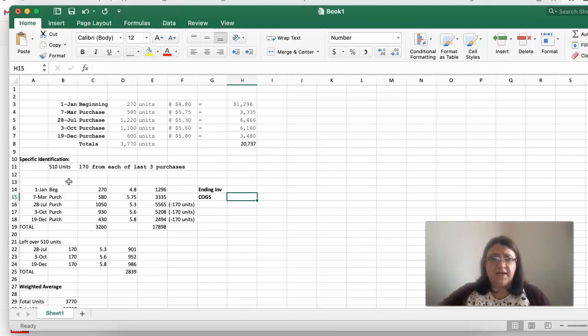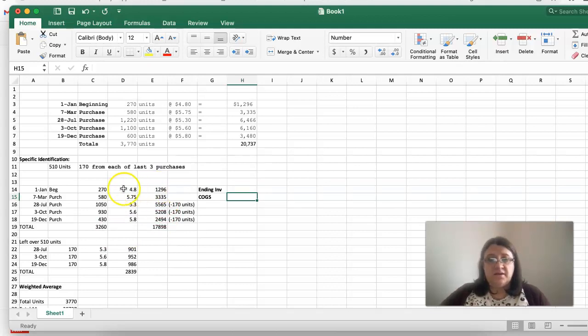So I started from the beginning purchase. Each purchase I went down, and as I got down to the July 28th, I made sure I wanted to have the 170 left over. So I took the 1,220 units and brought it down to 1,050. Same thing with October 3rd. I wanted to make sure I had 170 left over, so I took the 1,100 units and brought it down to 930. Last, of course, the 19th of December, the 600 units, I made sure I wanted the 170 left over, and so that gave me 430 units. So the total is 3,260, and you can see that 3,770 units minus 3,260 is in fact 510, so that does give us the correct amount.